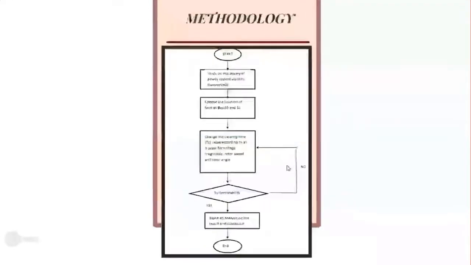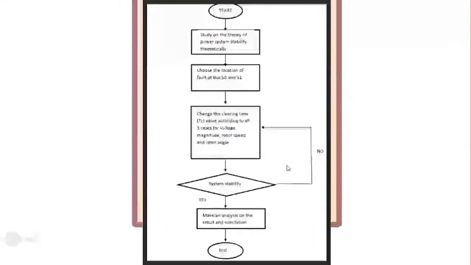For the methodology, this is the system flowchart. We start our study on the theory of power system stability. We choose the location of fault at bus 50 and 51. Then we apply changes of clearing time value according to all three cases for voltage magnitude, rotor speed, and rotor angle. Then we check for system stability. If the stability is achieved, we continue to make analysis of the result and the conclusion. If not, we go back to the previous step, changing the clearing time until the system stability is achieved.